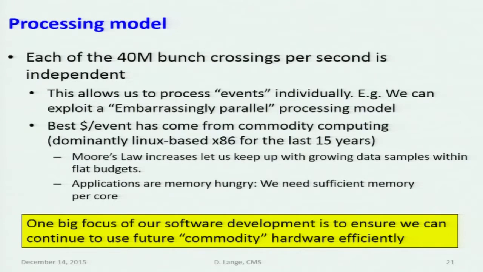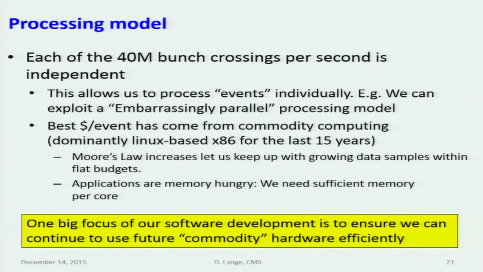So this means that for the last 30, 40 years, high energy physics has done things in a really embarrassingly parallel method, where you can go from analyzing one event to analyzing 1,000 events just by using 1,000 CPUs. You don't have to write any parallel software. You just run 1,000 applications at the same time.